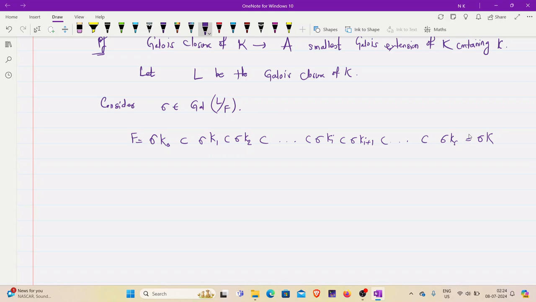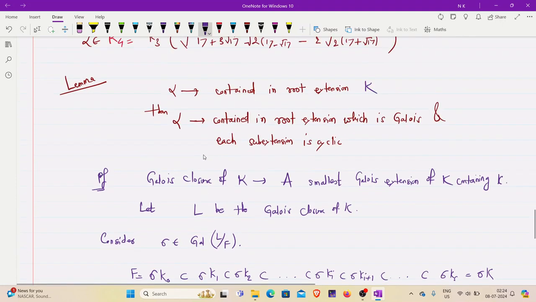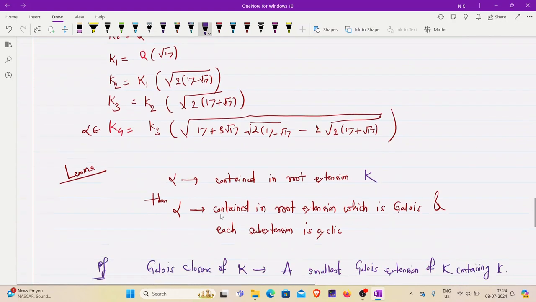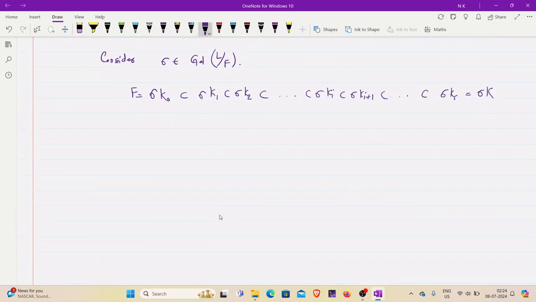Now one simple thing is there here: each and every sub extension is a simple radical extension, because basically Ki plus 1 was obtained by attaching nth root of Ai to Ki, right? Now sigma of nth root of Ai will be attached to sigma of Ki. So that's why these sub extensions will again be simple radical extensions.